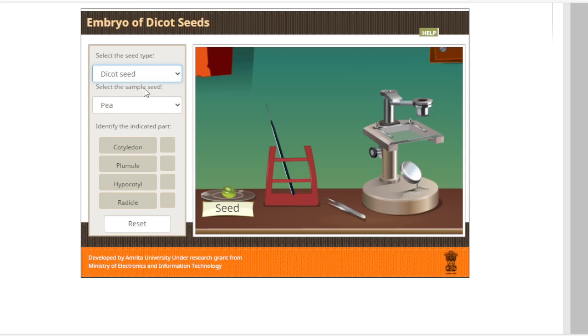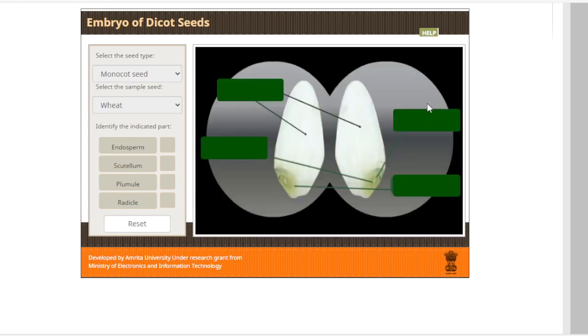Let's try with another monocot seed here. Wheat. So let me use the forceps here to remove the seed coat. Now we have got the wheat seed here. चलिए नीडल का यूज करते हैं, फोरशेप का यूज करते हैं, सीड को ब्रेक करते हैं, माइक्रोस्कोप से देखते हैं.